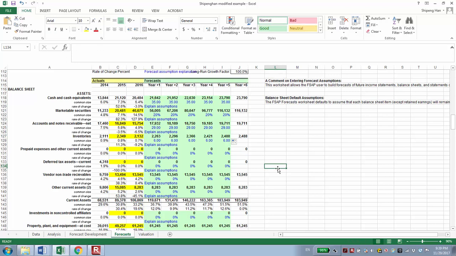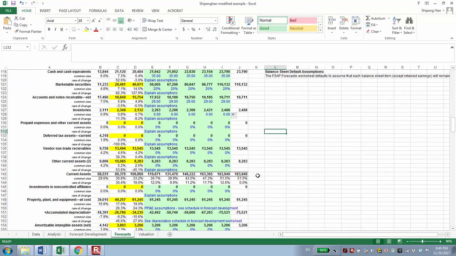Okay, next, prepaid expense is 0, so we do not do anything. Deferred tax assets, nothing. Oh, here's 1, but it is 0 for 15 and 16, so we don't forecast them. Okay, we just assume Apple keeps this account at 0 in the future. So the next one is vendor non-trade receivables, and this is the receivable not from the sales.